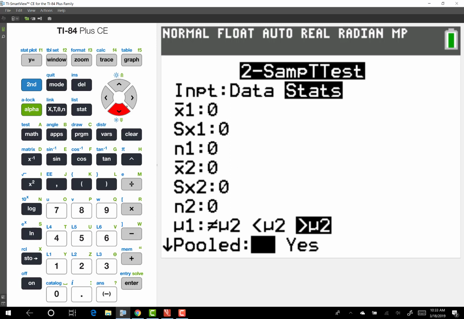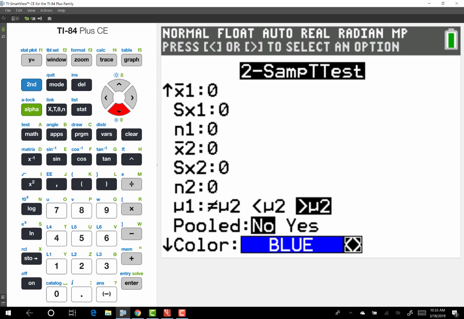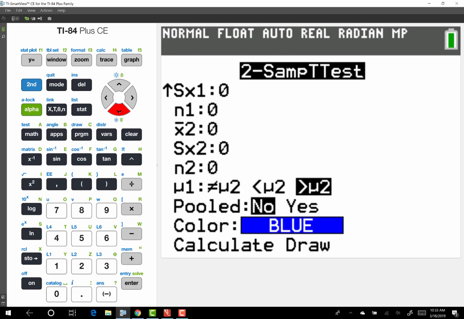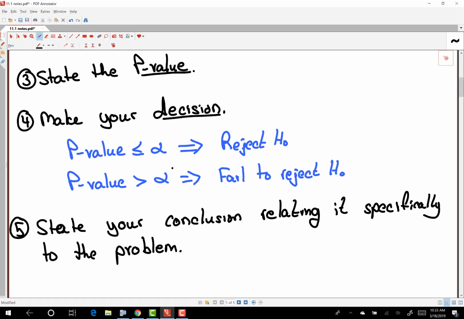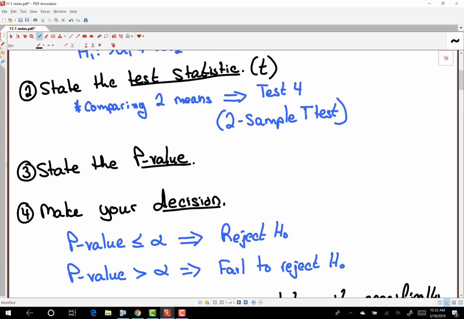And if I scroll all the way down, I believe the rest of it is the same. Then you just calculate. So I just wanted to point out that you keep your pooled at no. In fact, I think I'll write that down back here where we're doing the calculator. Pooled should always say no. Never change that.